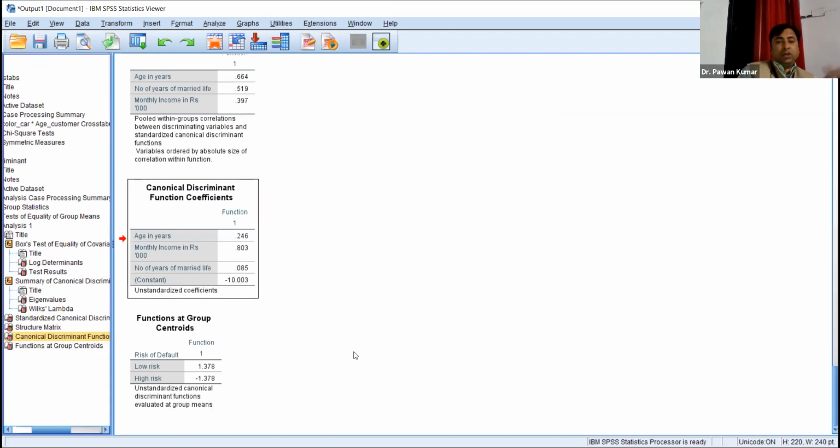There are a number of good books where you have a complete topic on discriminant analysis. So you can frame the discriminant function, and whatever value comes, on the basis of negative and positive, you can take the decision whether you are going to offer the credit card or not.